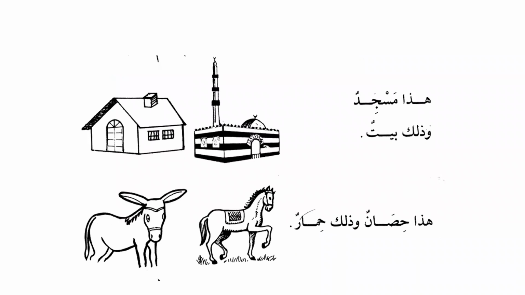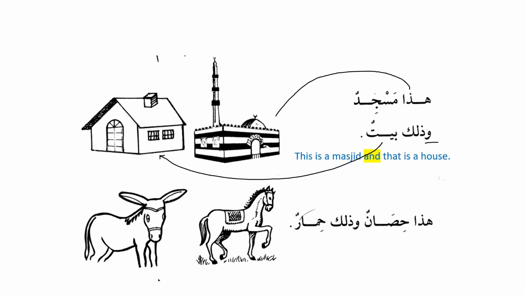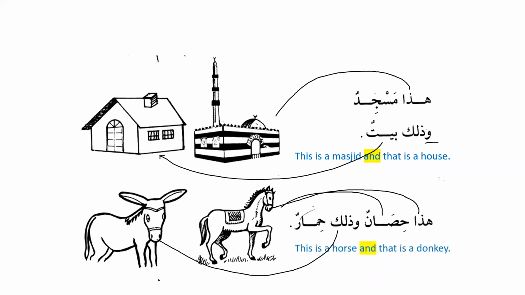Then we continue with the sentences over here. Hada masjidun, so this is nearby, that's why it is hada. Wa, and we have learned about it. Dhalika baytun, that is a house. And why do we say dhalika baytun? Because this is far and this is near. So that's why we say hada masjidun wa dhalika baytun, this is a masjid and that is a house. Hada hisanun wa dhalika himarun, this is a horse and that is a donkey. So we can see here that the horse is nearby. So that's why we say hada hisanun wa dhalika himarun. So this is a horse and that is a donkey.